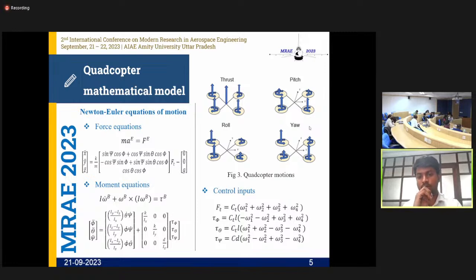In a quadcopter, when it comes to motion, there are thrust, pitch, roll, and yaw motion. And when it comes to input values, you give four inputs. One is thrust, and the remaining three are the moments for your pitch, roll, and yaw movements. And here omega 1, omega 2 are the RPM of your propellers, and CT and CD are the coefficient of thrust, coefficient of drag, and your length. So this is the simple state space representation of a quadcopter model.